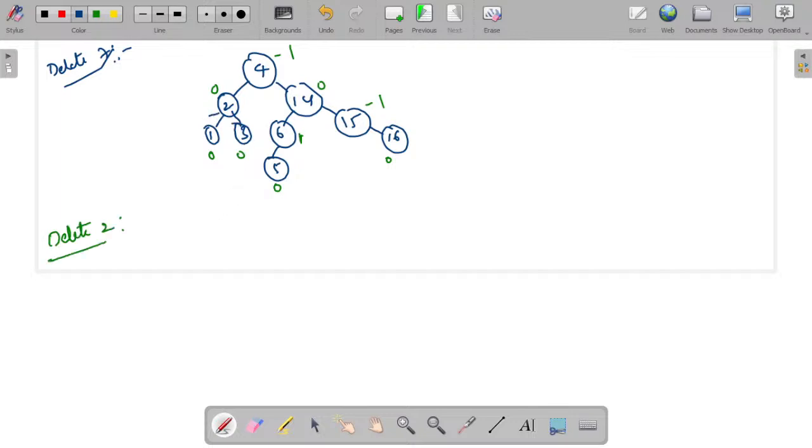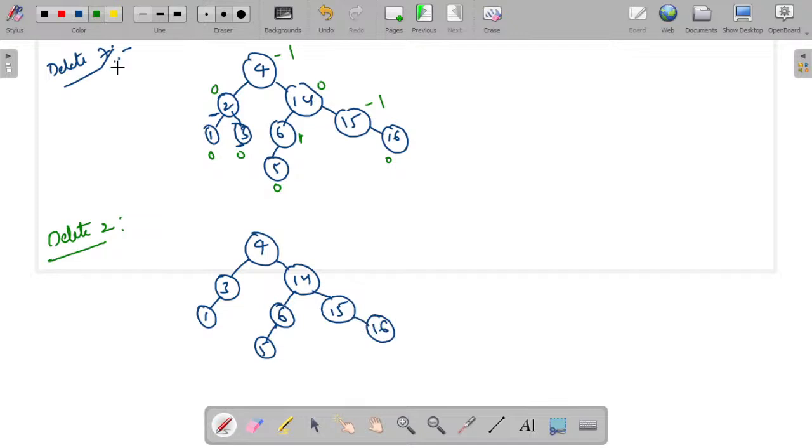2 is at this position, and 2 is an internal node again, which is having more than one child node. Now we have to again swap that with the in-order successor. The in-order successor is the smallest number in the right subtree, which is 3. So now we will make 3 our parent node in place of 2, and 1 stays as it is. 14, 6, 5, 15, and 16. Now we will calculate the balance factors.